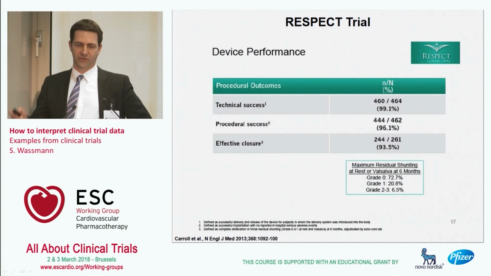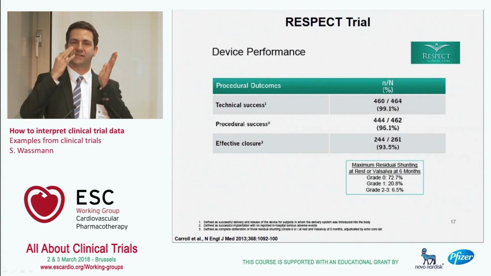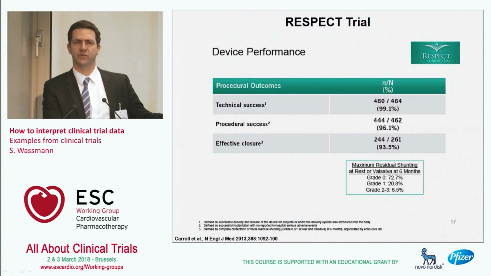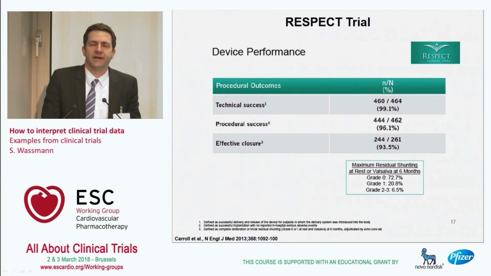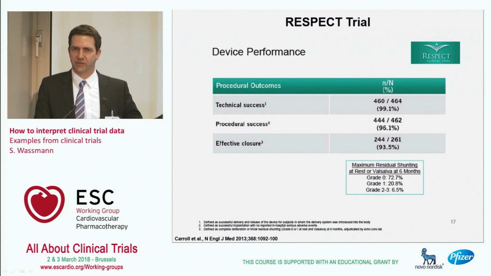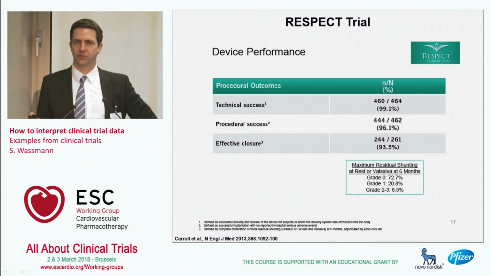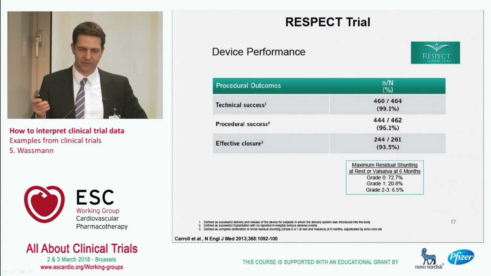It was very successful. Technical success, meaning the occluder device is in the patient, very high, 99%. Procedural success was a definition within hospital. And then effective closure was evaluated 6 months after the study. So they did a TEE study, and they actually looked at residual shunting. So 93% of patients had an effective closure of their defect, high technical success, and a very safe procedure.